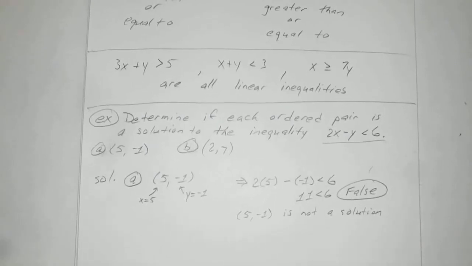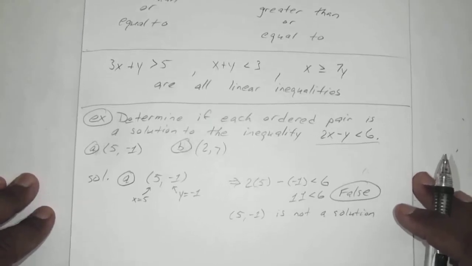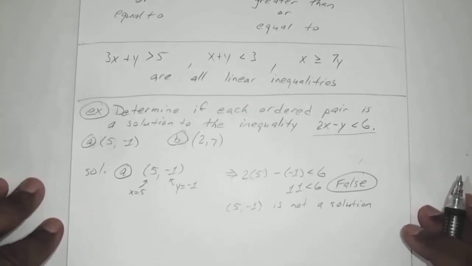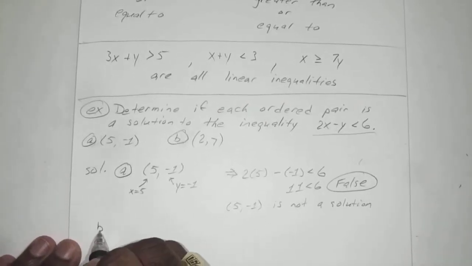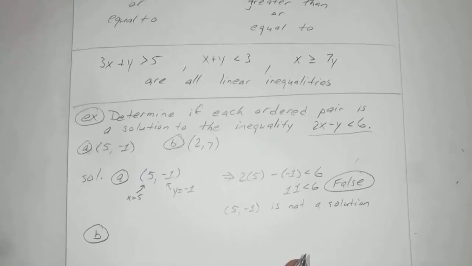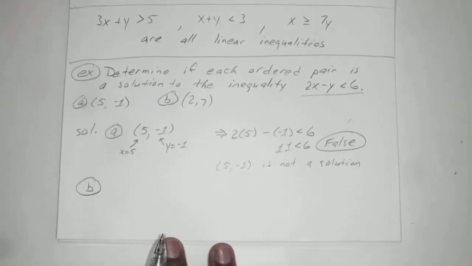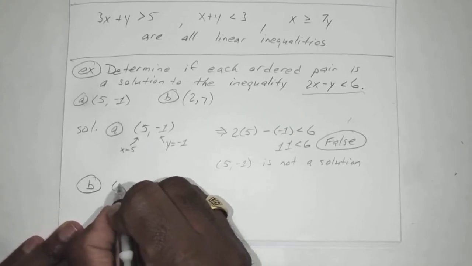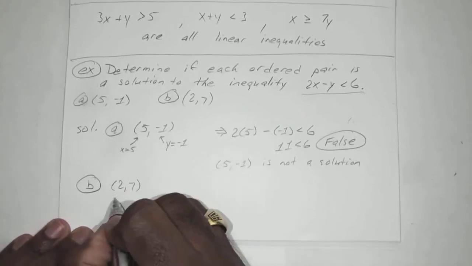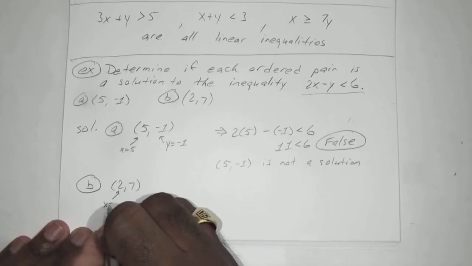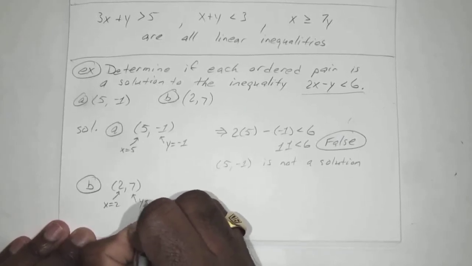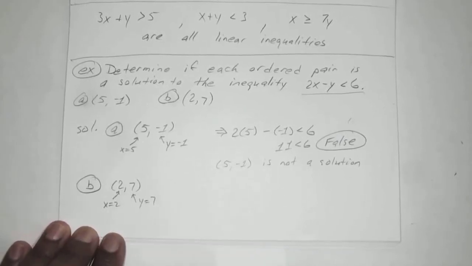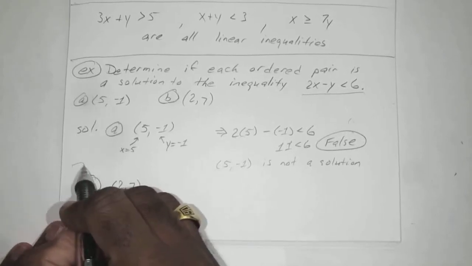So we do the same thing with B. Let's move that up a little bit. Okay, so for B, we have 2, 7. That means that A is equal to 2, X is equal to 2, and Y is equal to 7. Kind of separate that a little bit.